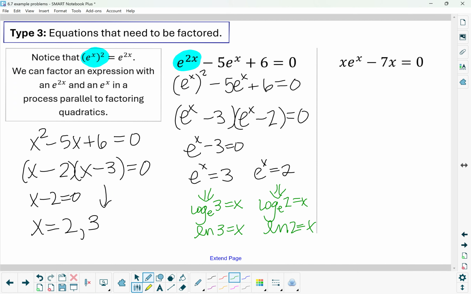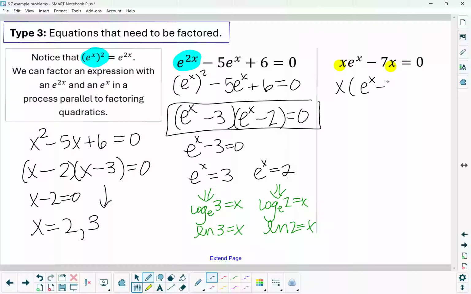Okay, I wanted to show you one last one because factoring can be done in tons of different ways and tons of different situations. It's not always that we have sort of a quadratic type like this one. Sometimes we just have to notice what two terms have in common. This equation says x e to the x minus 7x is equal to 0. You notice that the two terms have an x in common, and so we can factor the x out. So this is x multiplied by e to the x minus 7 equals 0.